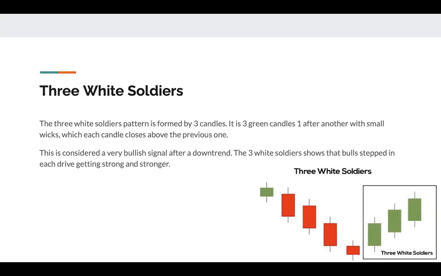But basically, it is 3 green candles, one after another with a small wick, and each candle closes above the previous one. So these candles can have wicks on either side, it doesn't matter, or they can have no wicks, it doesn't matter. The whole purpose of this candlestick pattern is it has to be 3 candlesticks.